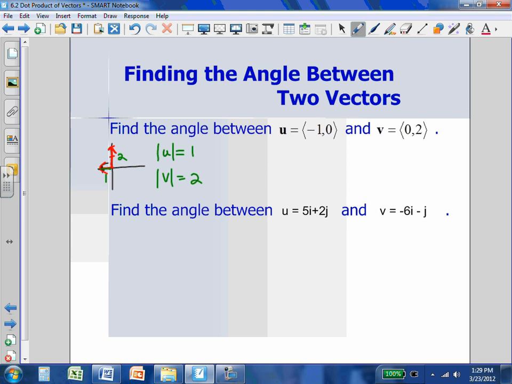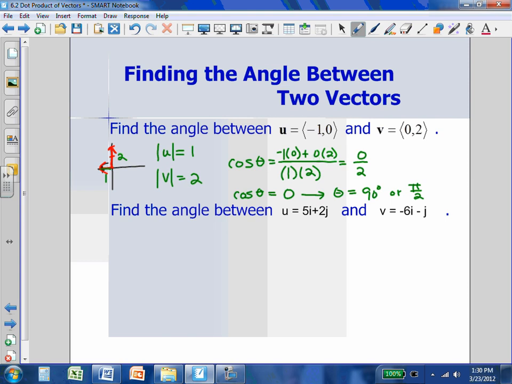So let's get going on this formula here. The cosine of theta is the dot product over the magnitudes multiplied together. So 1 times 2, those are our magnitudes we just looked at. Now for the dot product, negative 1 times 0 plus 0 times 2, and we get a 0 on the top over 2. So we are looking at a cosine of an angle that is 0. And we know that when that happens, our theta is going to be 90 degrees, or if you're in radians, it would be pi over 2. Generally speaking, we'll deal with degrees here. So that all worked out pretty nice.